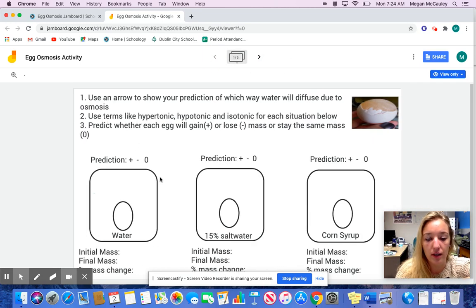So what we're going to be doing is predicting, based on osmosis, what will happen to an egg inside water, an egg inside salt water, and an egg in corn syrup. And we're going to be taking a look at that. So these are going to make predictions.